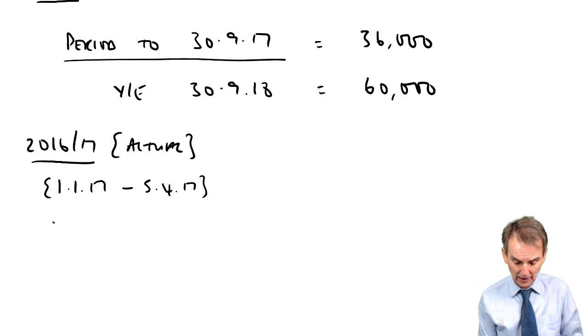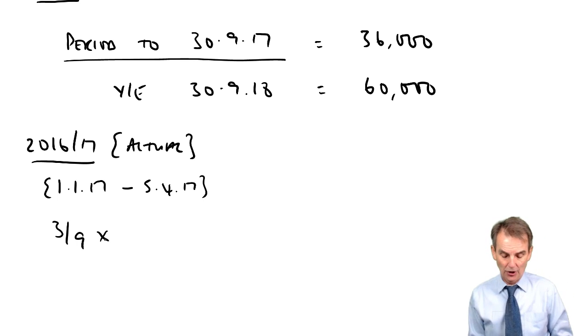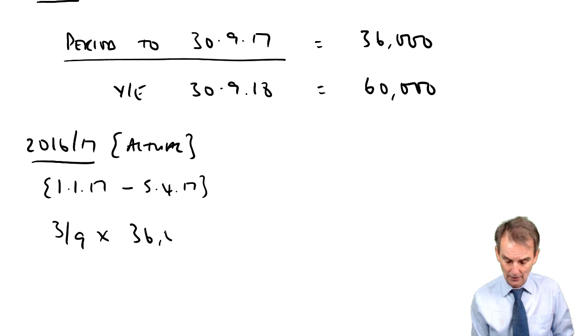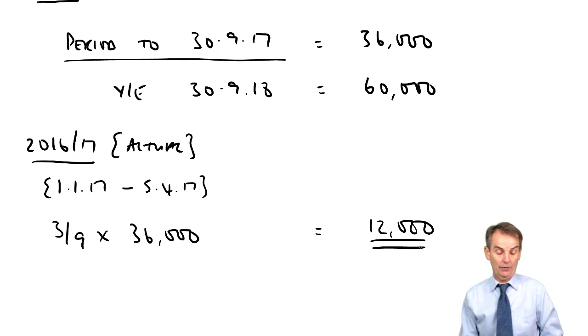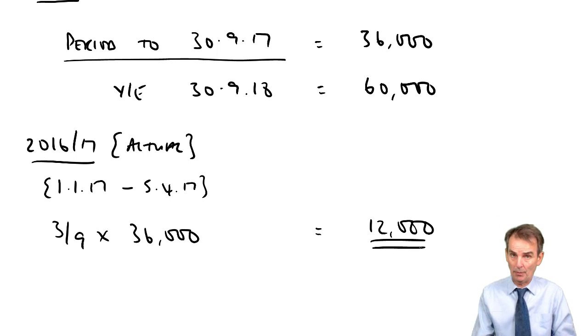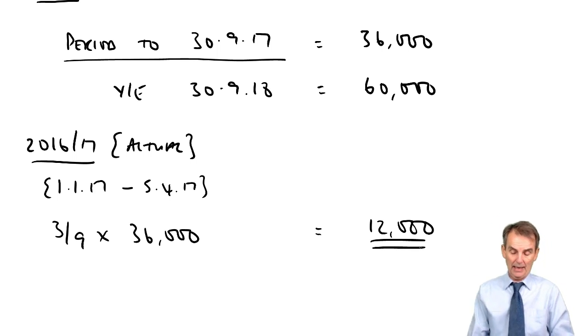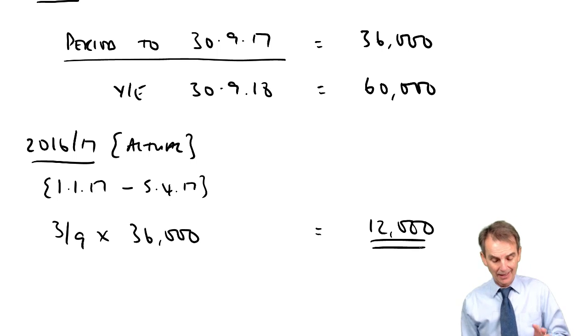So the calculation now, 3 ninths, 3 months, January, February, March, out of the 9-month period to September 17, 3 ninths of £36,000, and that therefore will give us £12,000 as our assessment. And the first part of the task is performed. We now know that the assessment for the first tax year, 16-17, is £12,000.